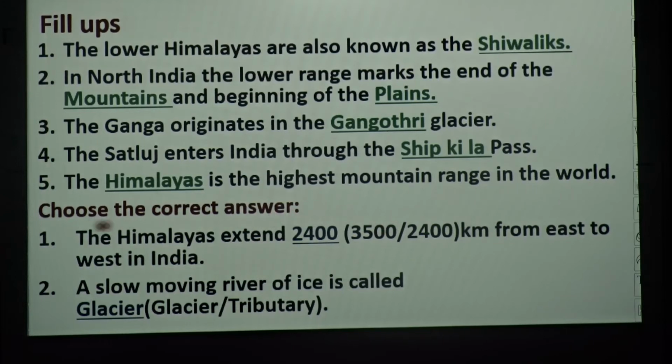Okay, the next one is choose the correct answer. The first one: the Himalayas extend dash kilometers from east to west in India. So the answer is the Himalayas extend 2400 kilometers from east to west. And a slow moving river of ice is called a glacier.